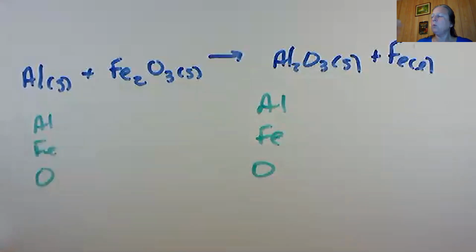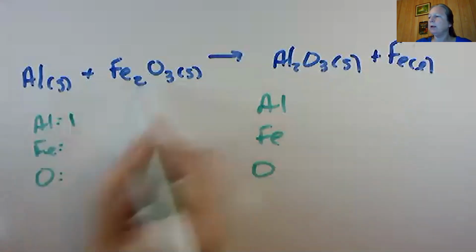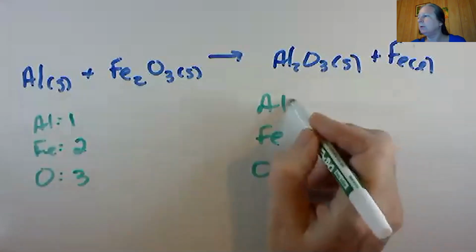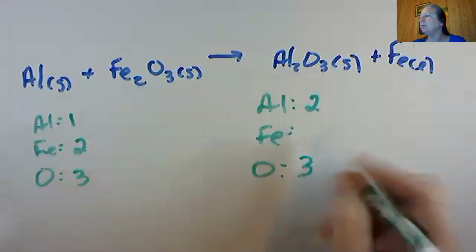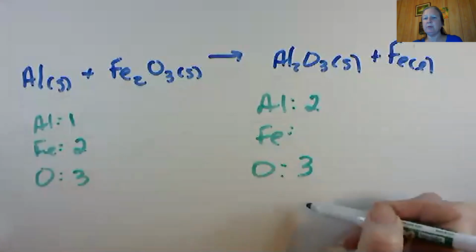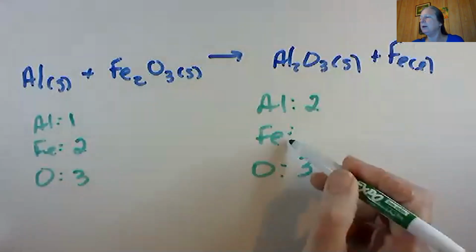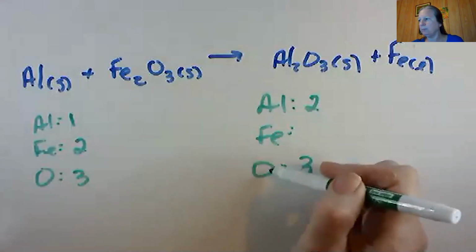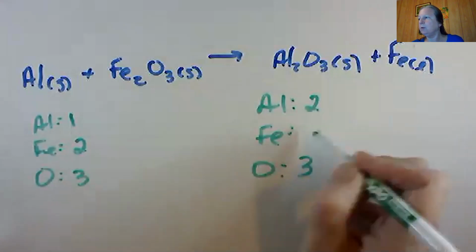All right. How many do I have at the starting? I have 1 aluminum, I have 2 iron, and I have 3 oxygen, right? Because of the subscripts. Over here, I have 2 aluminum, I have 3 oxygen. Be careful when you put your numbers in. It's really easy to just go bing, bing, bing, but they're not in the same order as what I wrote. So double check that. And 1 iron.